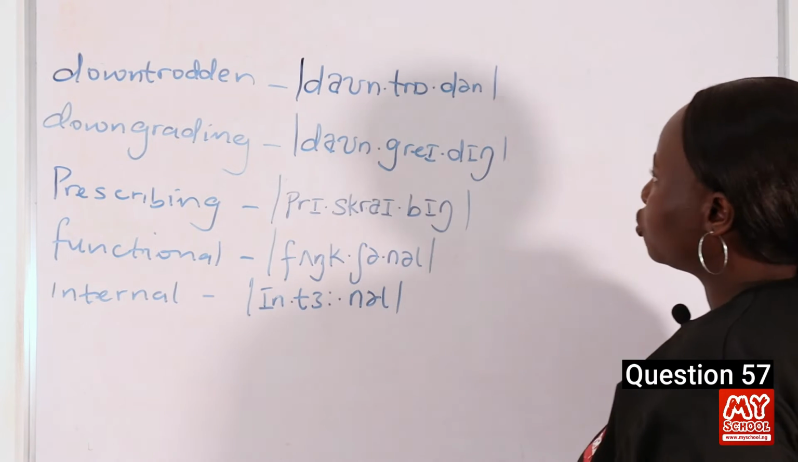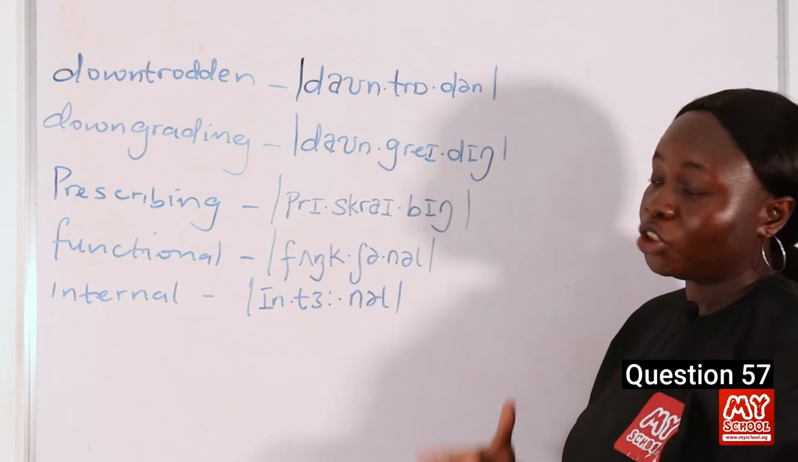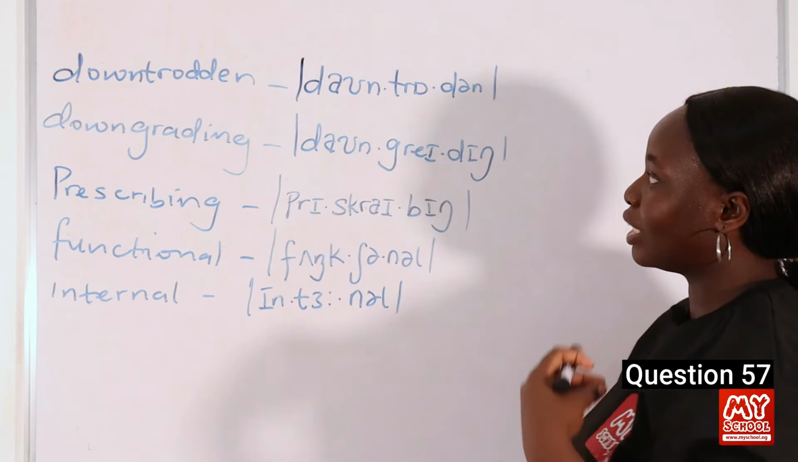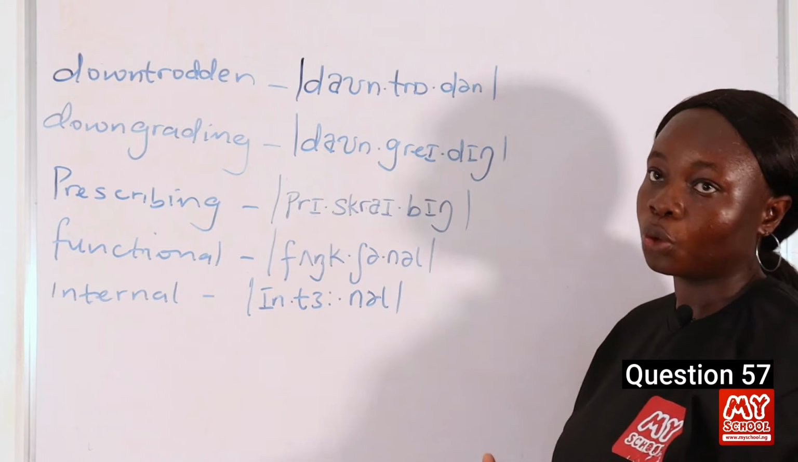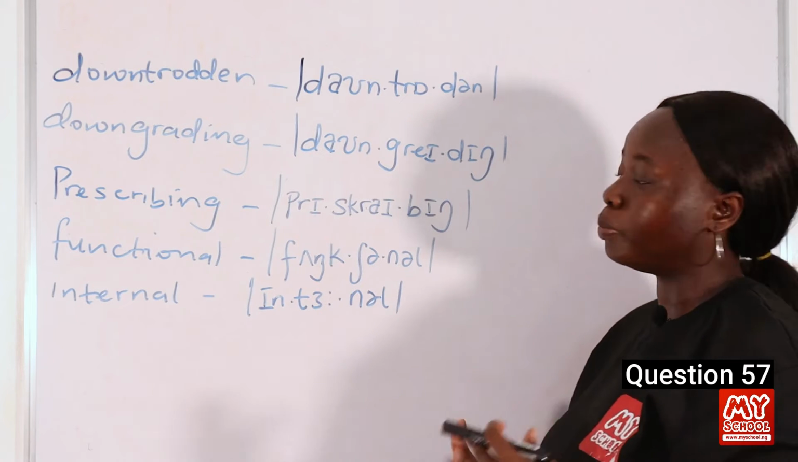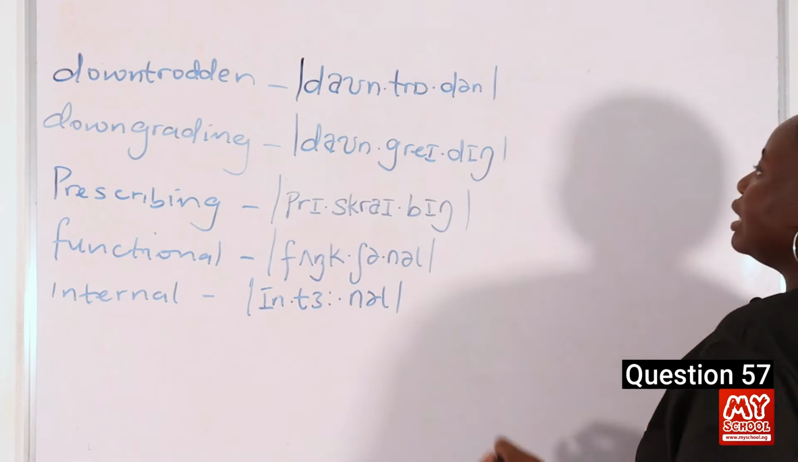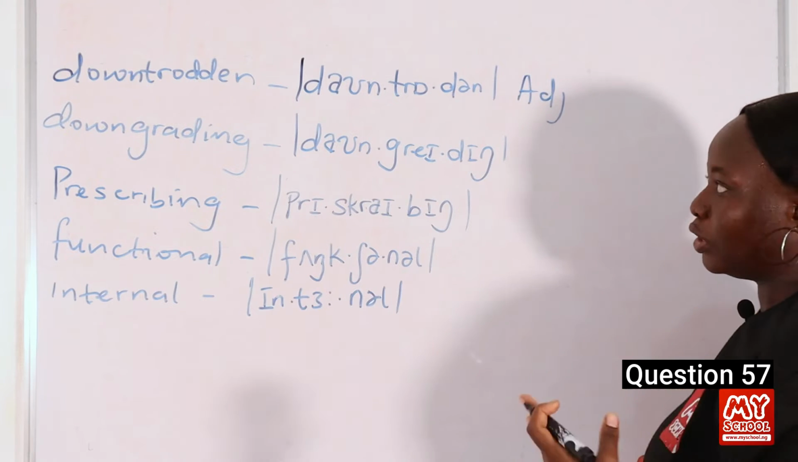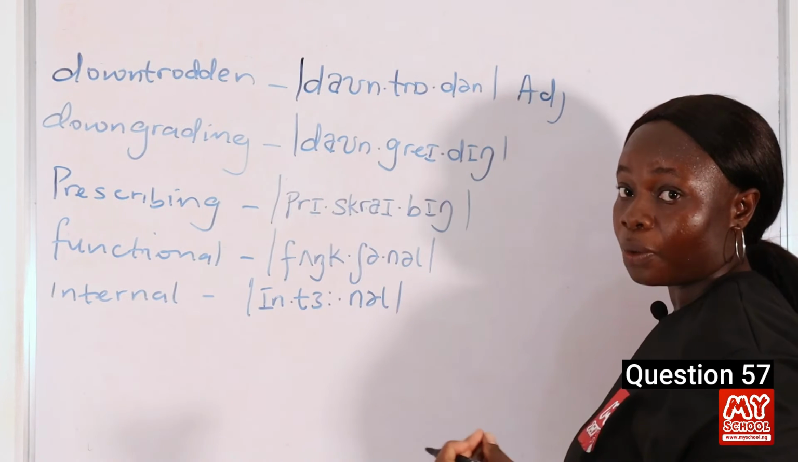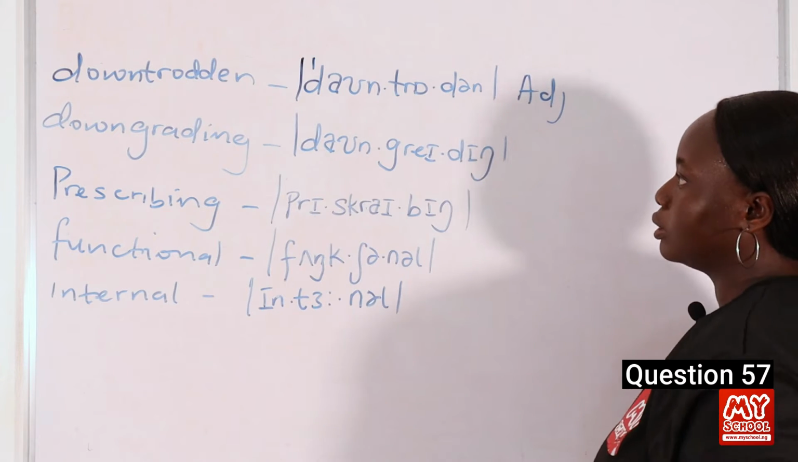Okay, so from the transcription, we have to first of all identify what part of speech each of the words is, and also to identify which of the syllables is weak. So with all of that information, we'll be able to determine where the stress is supposed to be placed in that word. So for the word downtrodden, downtrodden is an adjective. So the stress is usually on the first syllable. And since there is no weak vowel in the first syllable, the stress is there, downtrodden.